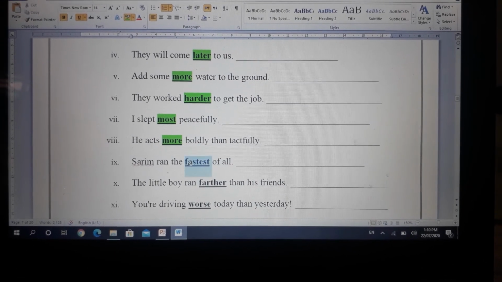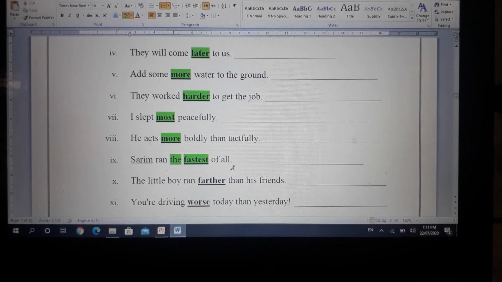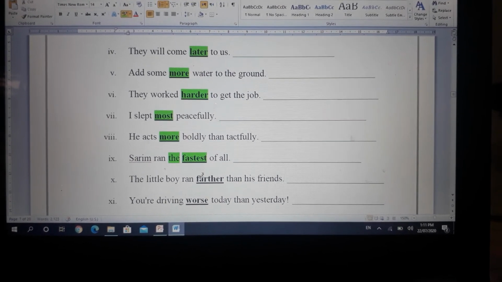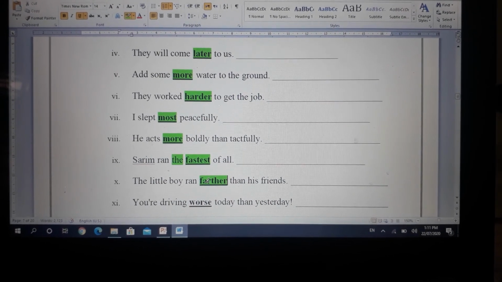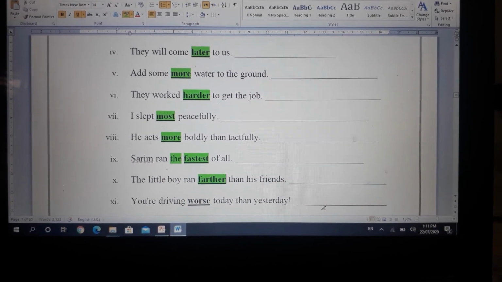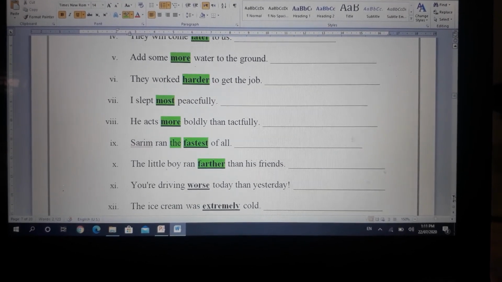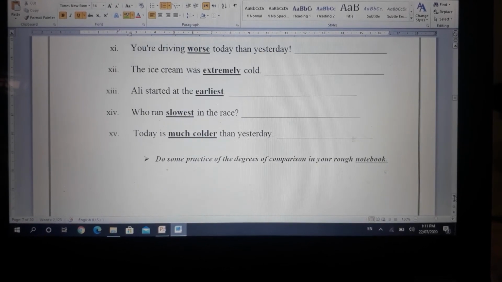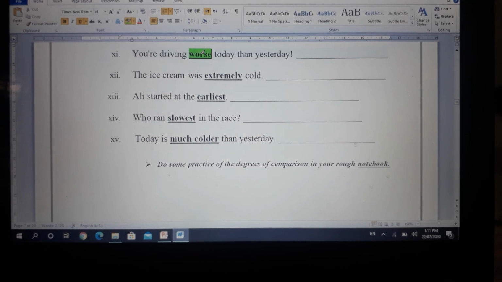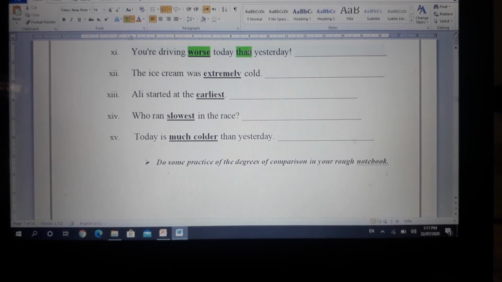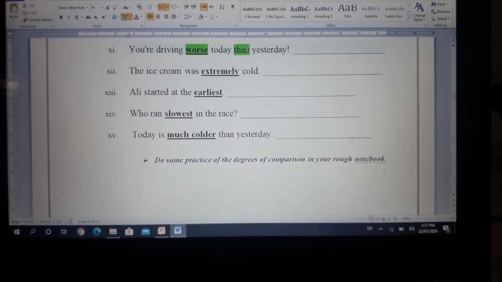Sarim ran the fastest of all. The little boy ran farther than his friends. Here is, you are driving worse today than yesterday. They are comparing two things.